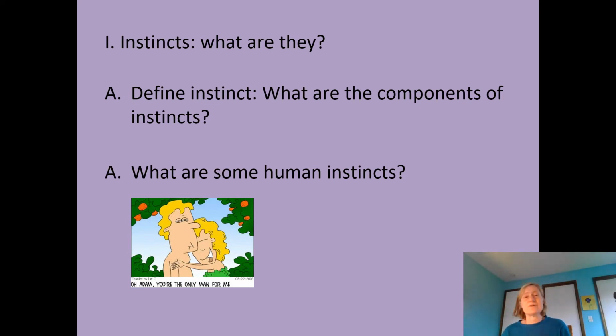Matt Ridley defines instinct, that's our Agile Gene book, as behavior that is at least partially inherited, partially hardwired, and partially automatic, given the expected environment. It's hard to define what an instinct is, but we have an intuitive understanding of what instincts are. Can we think of some human instincts?